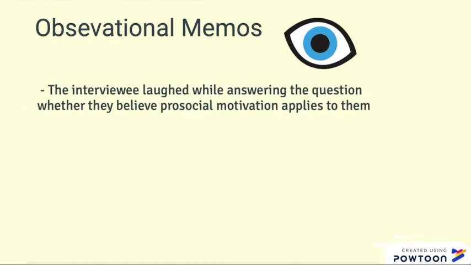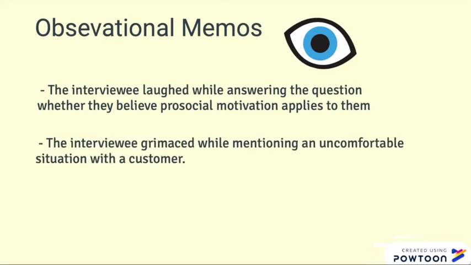Now let's move on to the memos. There are 3 types of memos in qualitative research: observational, theoretical, and methodological. Observational memos are also known as field notes, describing what the researcher noticed in the field. They are supposed to reliably represent what happened. A few examples of our observational memos are: the interviewee laughed while answering the question whether they believe pro-social motivation applies to them, and the interviewee grimaced while mentioning an uncomfortable situation with a customer.